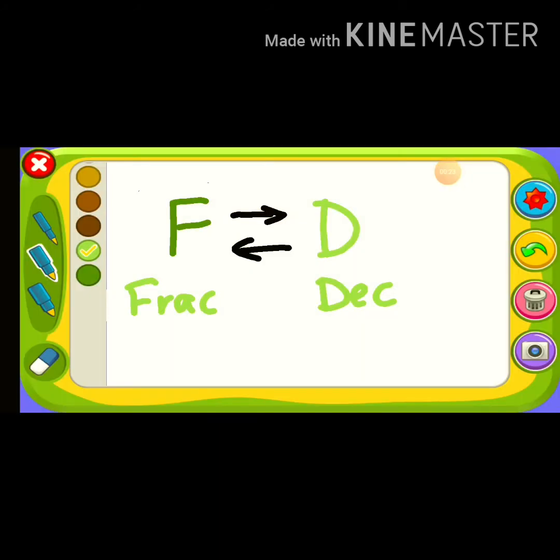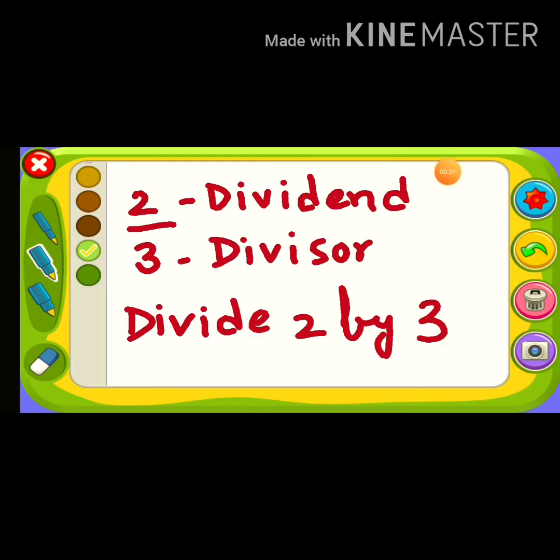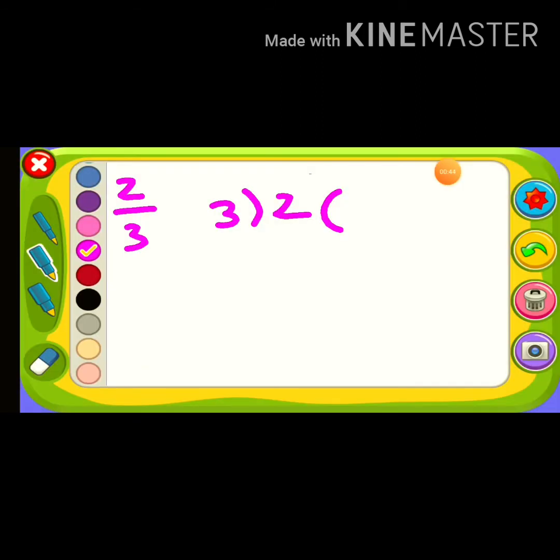We know that every fraction can be converted into its decimal form, and the decimal can be converted into fraction. So to convert 2 by 3 into its decimal form, we need to divide 2 by 3, considering 2 as dividend and 3 as divisor. So let's convert 2 by 3 into its decimal form. We need to divide 2 by 3.